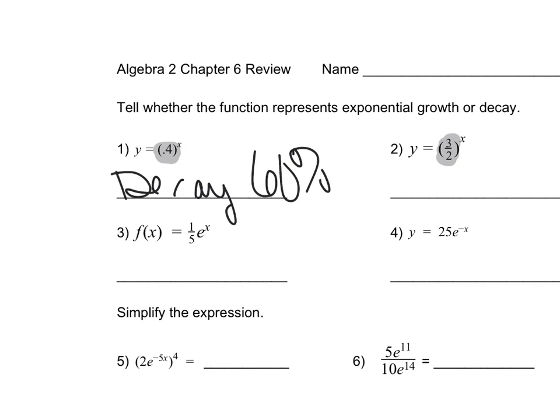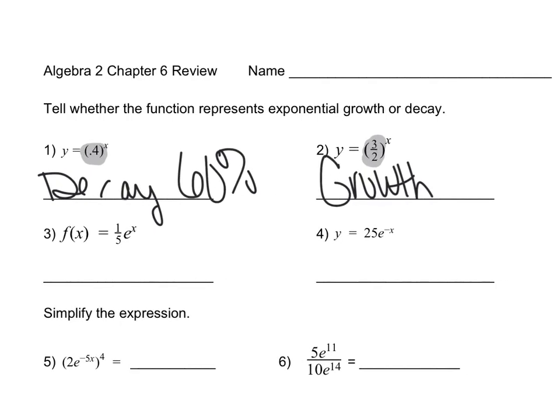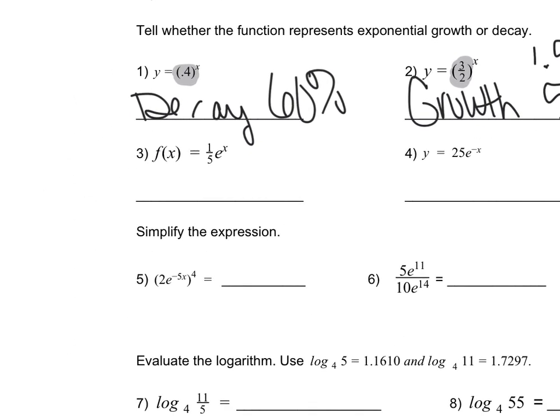On question number 2, 3/2 is greater than 1, which means it is going to be growth. And if it asked us what percentage of growth, 1.5 means there would be 50% growth. Now, if you notice on the next two, the base is e on those.